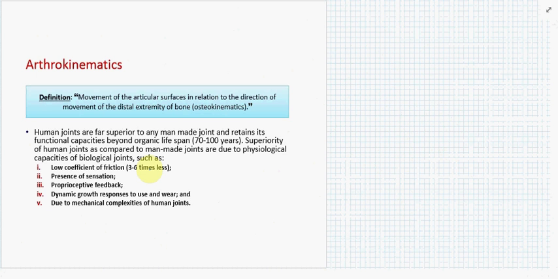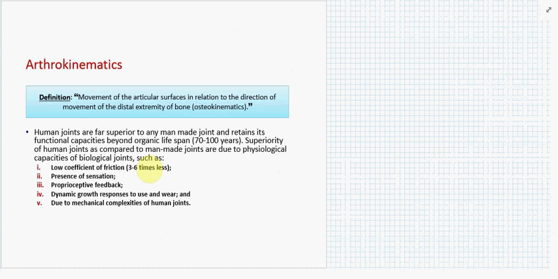is specific to joint surfaces themselves. So joints are really, really interesting, right? They are way superior to anything that's man-made. If you think about the average lifespan of a joint, it can be anywhere between 70 to 100 years, depending on, I guess, how long you live.